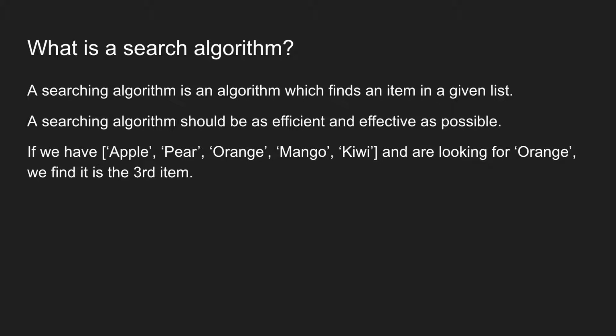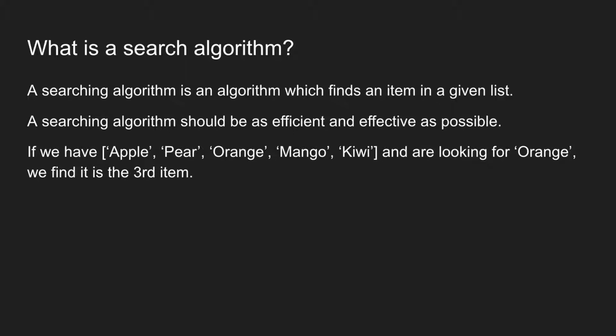So what is a search algorithm? A search algorithm is an algorithm which will find an item in a given list. Search algorithms should be built to be as efficient and effective as possible. By this, we mean, when we say efficiency, it should complete quickly, and effective means it should find the result every time.